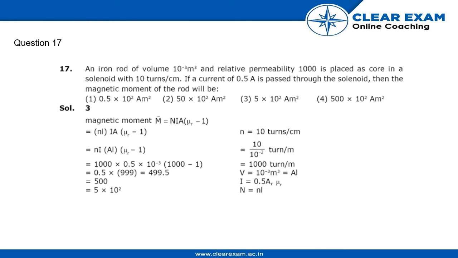Hello guys, we have a question here that says an iron rod of volume 10 to the power minus 3 meter cube and the relative permeability is 1000 is placed as core in a solenoid of 10 turns per centimeter. If a current of 0.5 ampere is passed through the solenoid, then the magnetic moment of the rod will be.